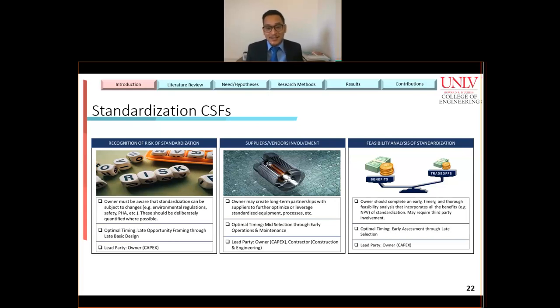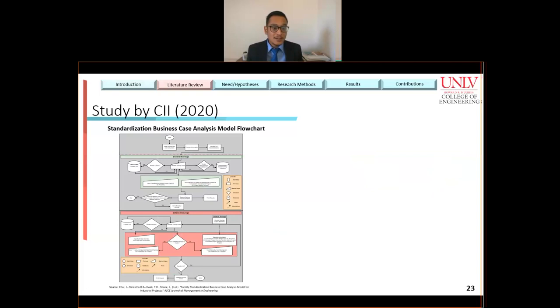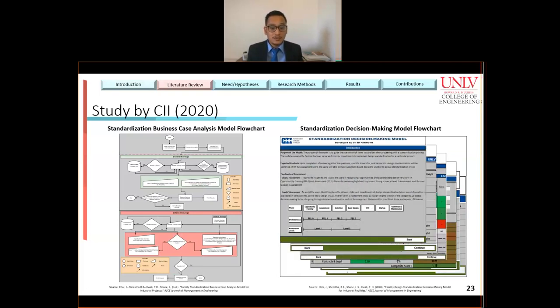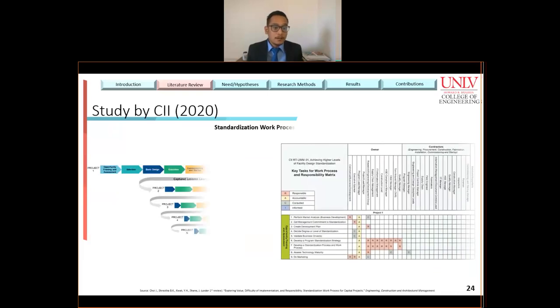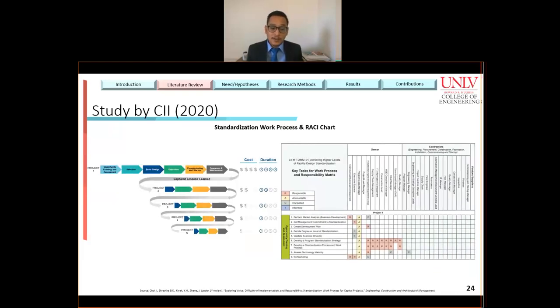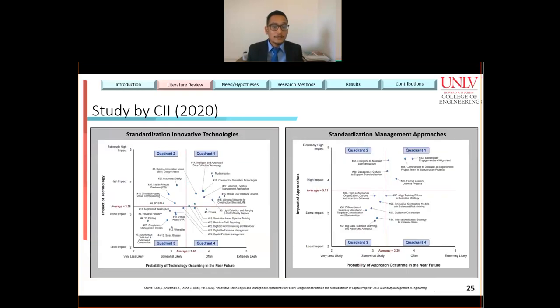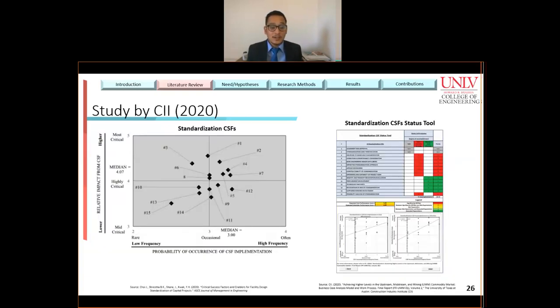Okay, well, besides these 15 CSFs, CII also put forward other solution elements to address the industry problem we discussed, such as standardization business case analysis model, standardization decision-making model, standardization work process and RACI chart, innovative technologies and management approaches for standardization, standardization CSFs, which we have discussed, and a status checking tool for standardization. It's one of the 5 tools that they have put forward.